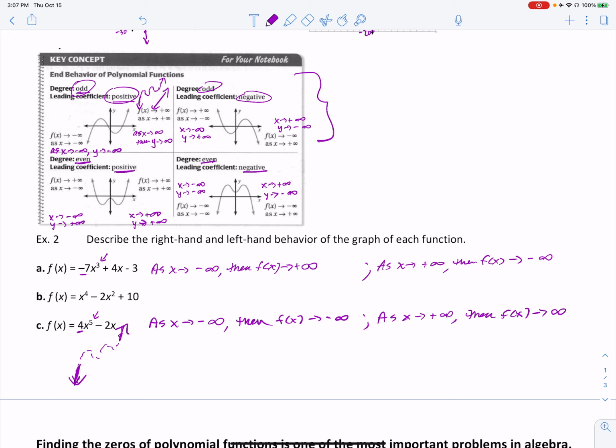And then in part B, the leading term coefficient's positive, it's a +1, and it's even. And when it's an even degree, the degree of this is 4, and the coefficient's positive, both ends are up. So as x goes to negative infinity, then both ends are up. The y values are going to positive infinity. As x goes to positive infinity, then the y values are going still to positive infinity because both ends are up.